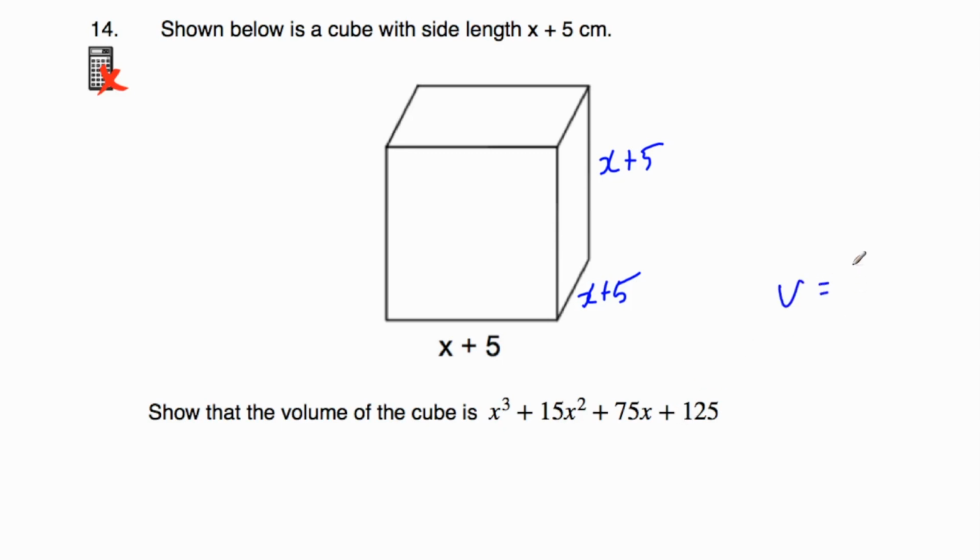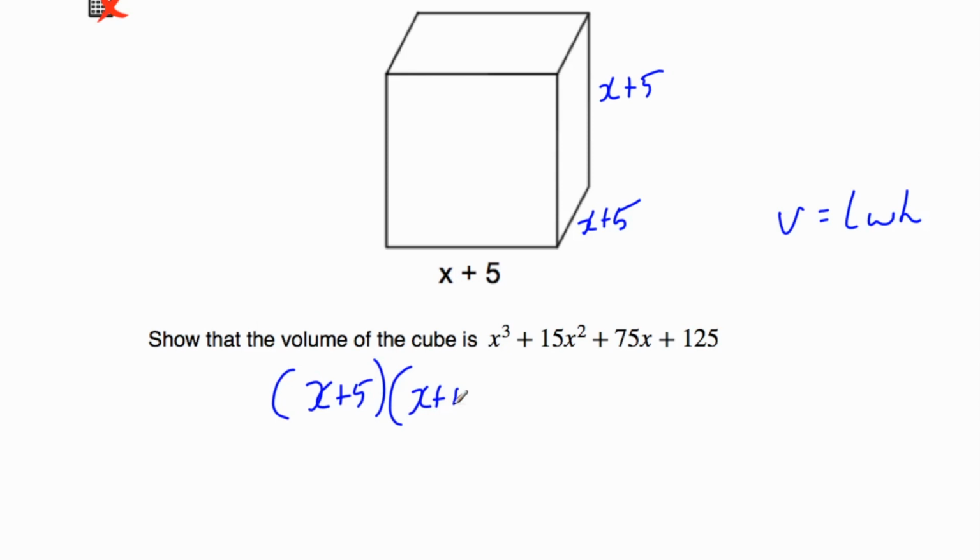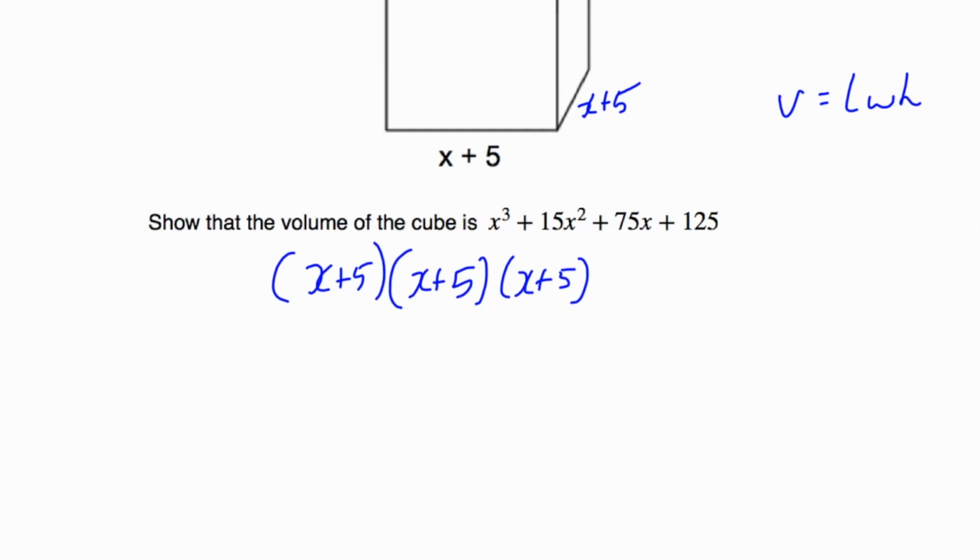So the volume of a cube is length times width times height, and because it's a cube they're all the same. So we're going to do the length, which is x plus 5, times the width, which is x plus 5, times the height, which is x plus 5. So we're going to do x plus 5 times x plus 5 times x plus 5, and when we do that we'll get the volume of this cube. So let's do that and see what we get.